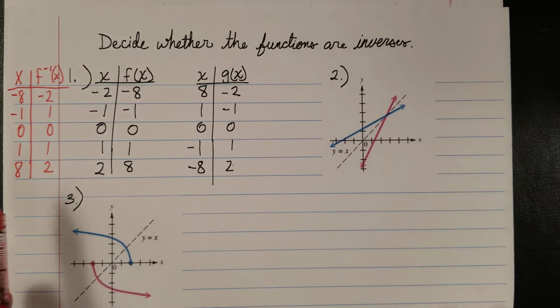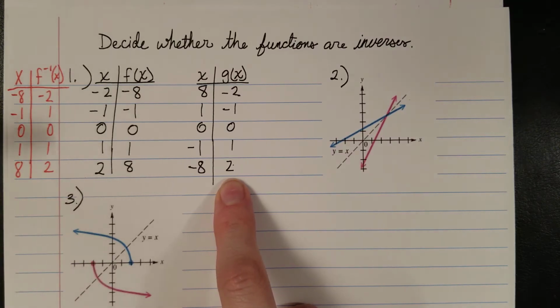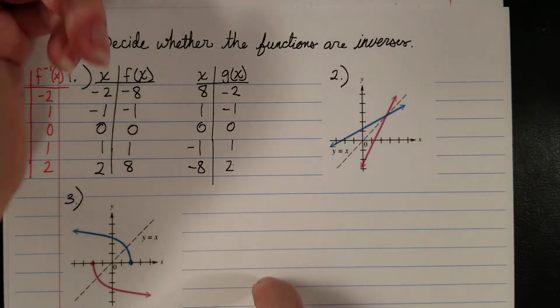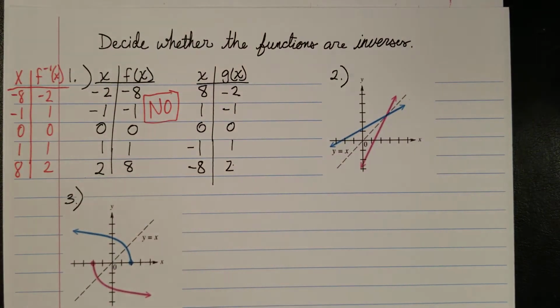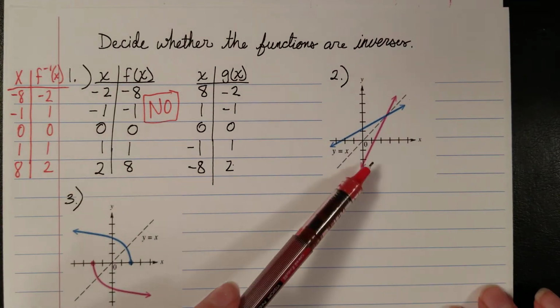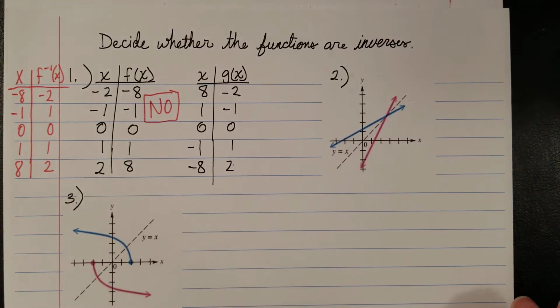Does that match up with this? Not quite, no, it doesn't match up. It has different x values and everything, so no. These f and g are not inverses of each other. Number 2, we can see that those do look like inverses. They're symmetric across that line of y equals x. Number 3, that's going to be a no.